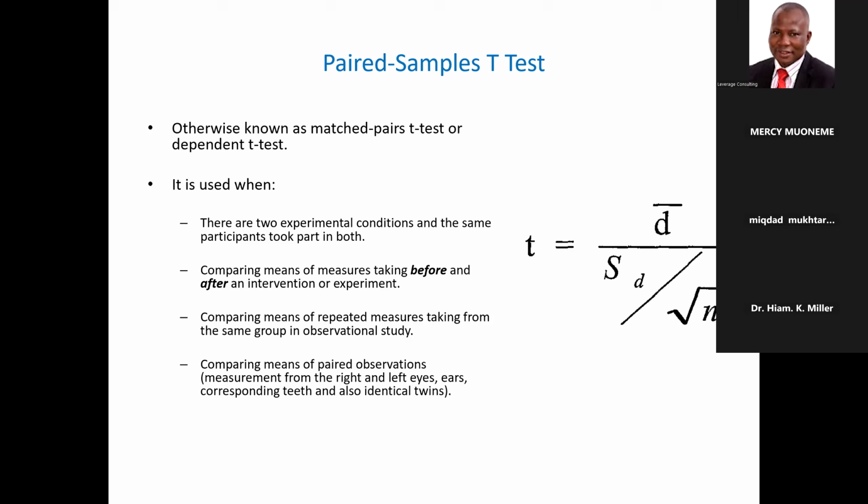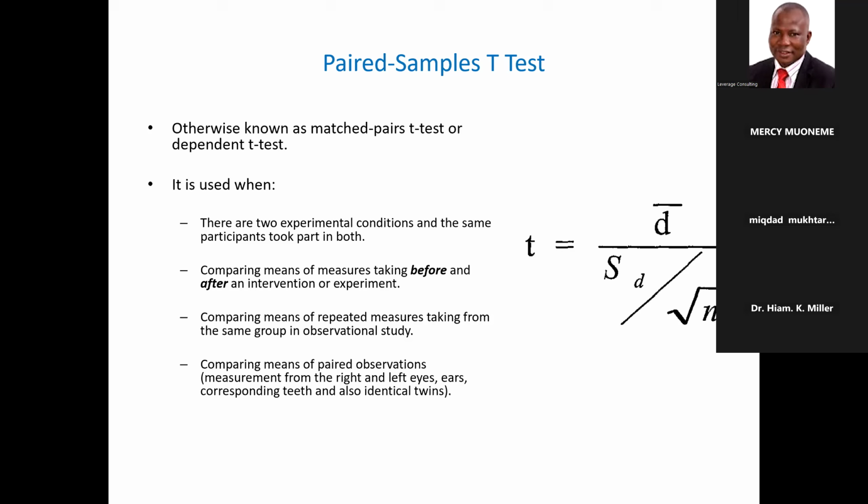Maybe you measure somebody's blood pressure before, or you measure somebody's blood sugar before, or hemoglobin concentration before, and after you give your drug or treatment, whatever, after a while, all of them are the same people. If they are 300, all of them must come back. It's the same people, not that you sample again, the same people you give them after. You compare the measurement before and after.